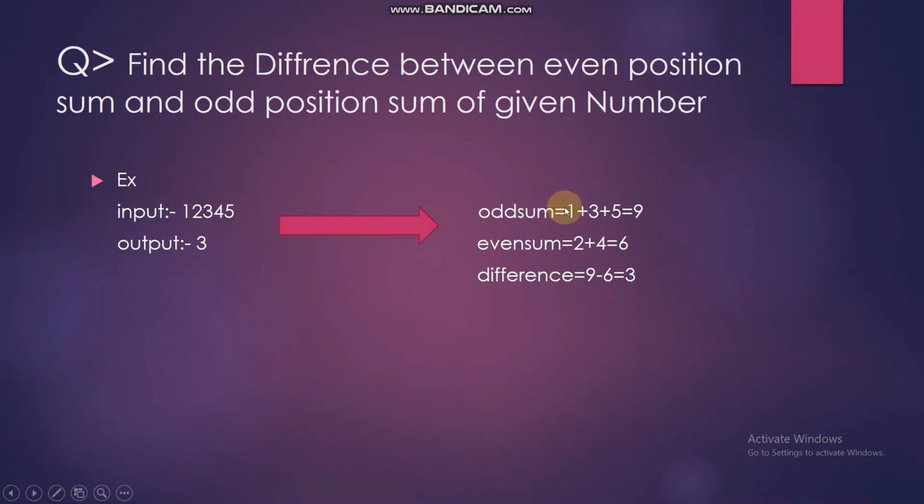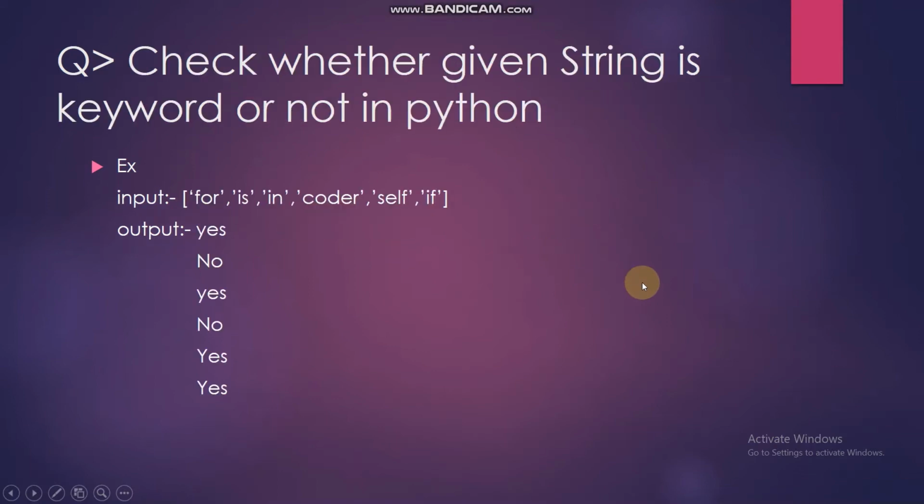1 plus 3 plus 5 equals 9. Now let's check the even sum. So the even sum will be 2 plus 4, which is 6. So the difference, 9 minus 6, is 3. So let's take another question, and after that we will solve the problems.